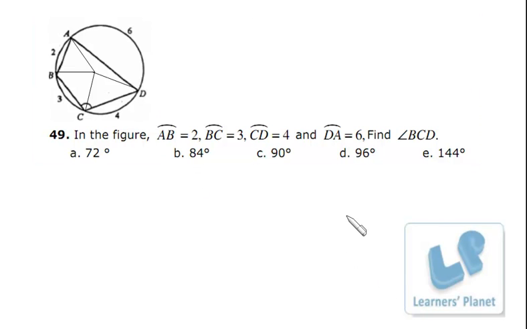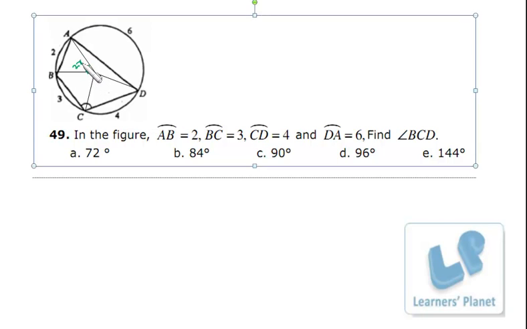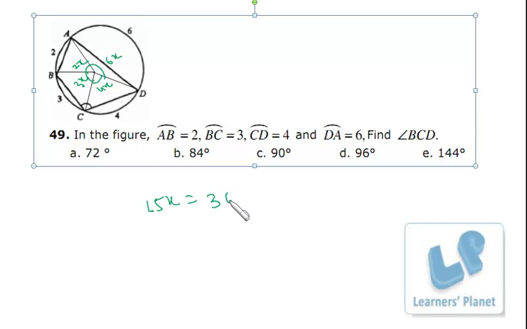Okay, now as I've already told you, for arc lengths, the ratio of angles at the center will be in the same ratio. So this must be 2x, this must be 3x, this must be 4x, and this must be 6x, right? Now 6 and 4 is 10 and 3 is 13 and 2 is 15x, and the complete center angle is 360 degree, right? So x is equal to 24.